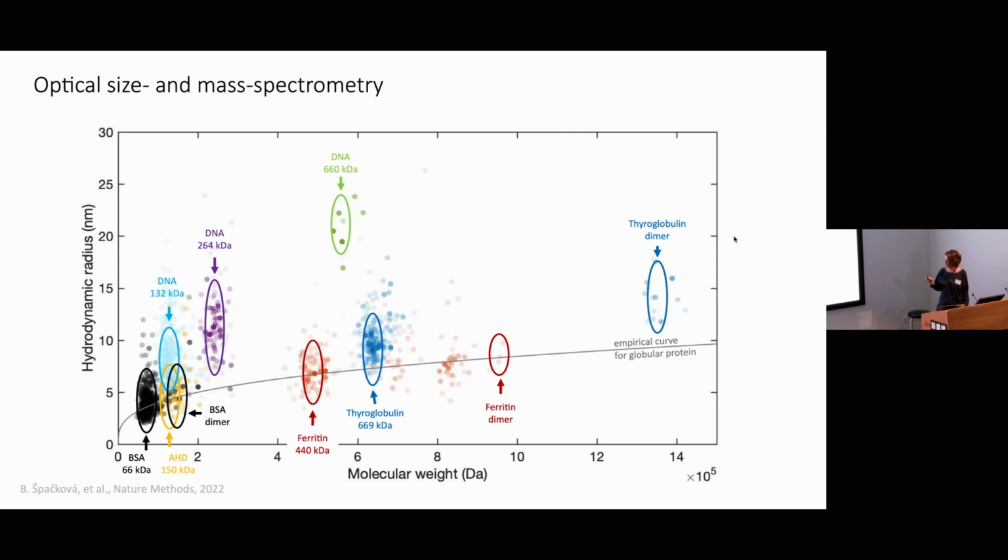The proteins also have populations of dimers. That's what we can see there. And specifically for ferritin molecules, there are some subpopulations that correspond to molecules that have different content of iron in their core.